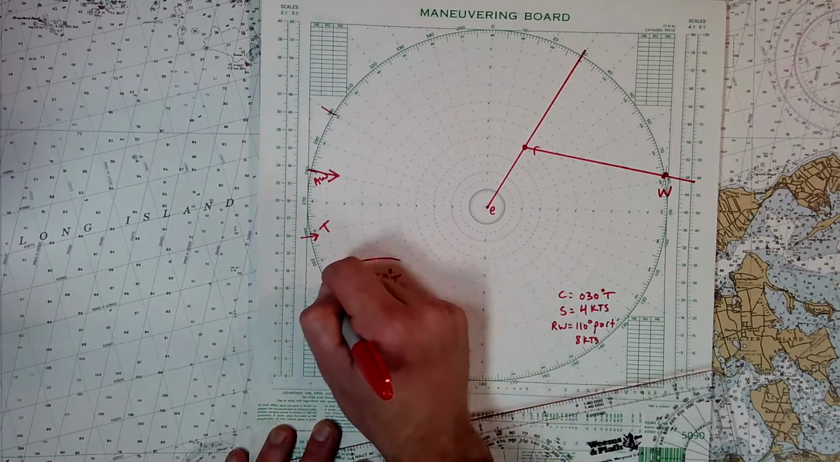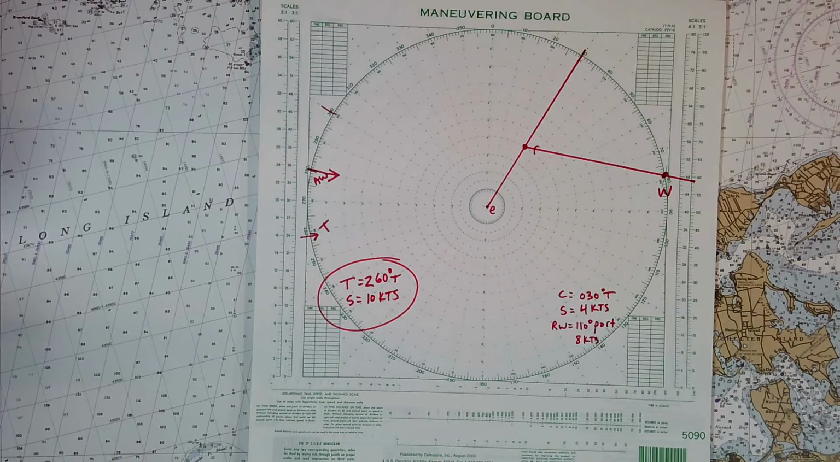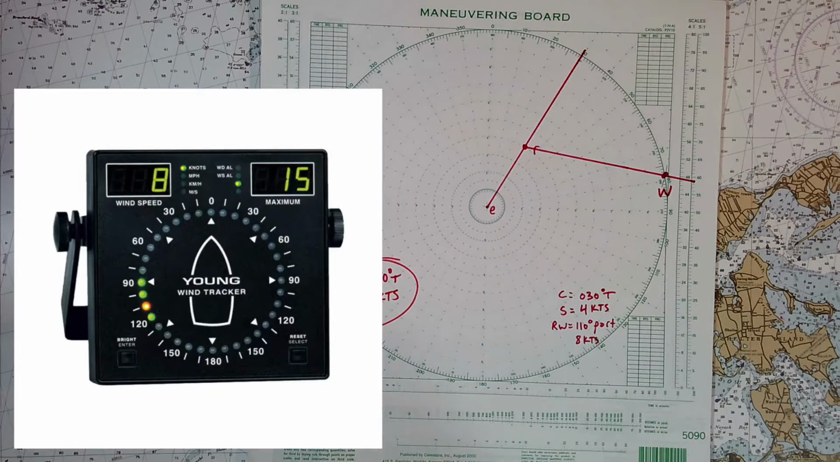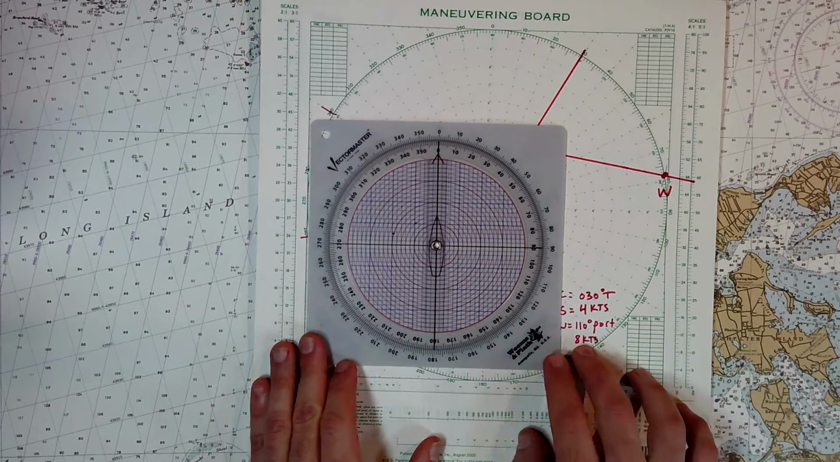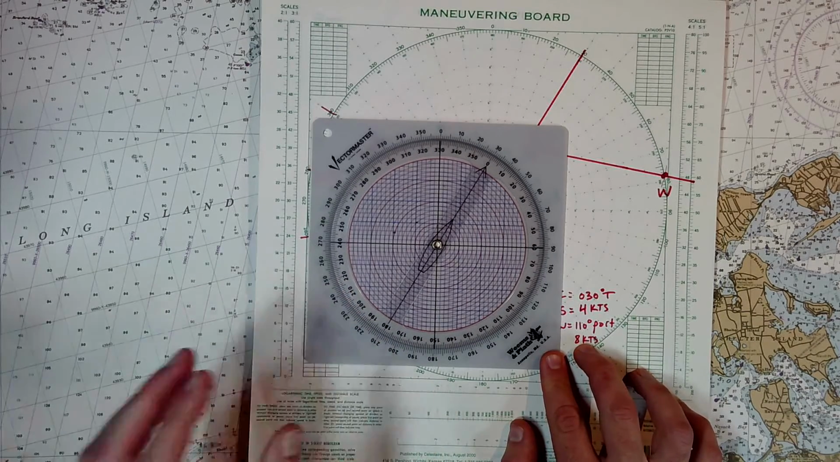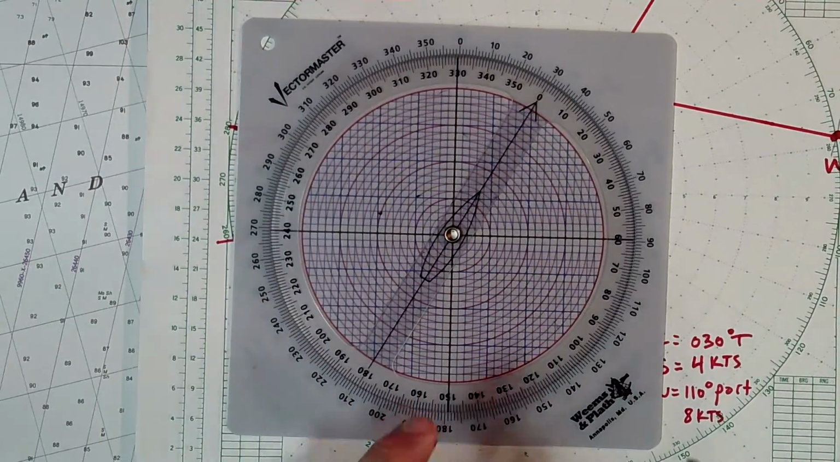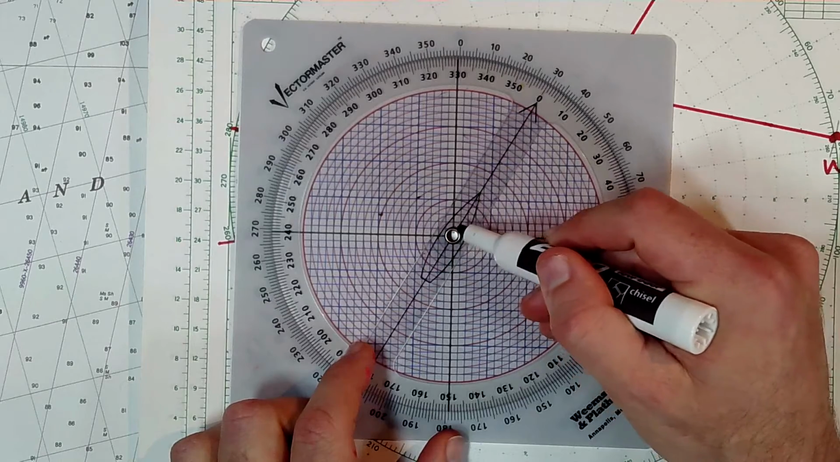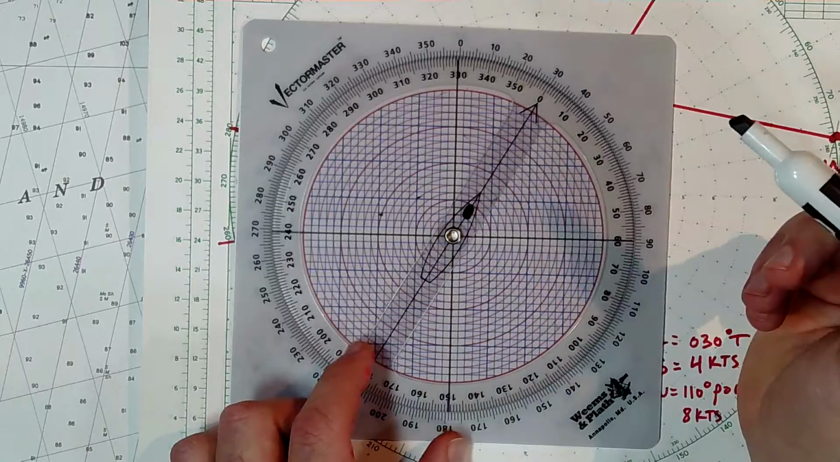How about that? So that's a quick and dirty maneuvering board given the course, the speed, and the relative wind off of our anemometer. Can we do the same thing with our Vectormaster? Spoiler, yes we can. All right, so our course was 030, so I'm going to twist that over to 030. All right, and we'll zoom in for you here. And our speed was 4 knots. So I go 1 for the circular ring, 2, 3, 4. So I make a mark right there, 4 knots.